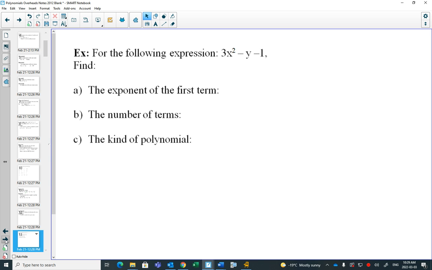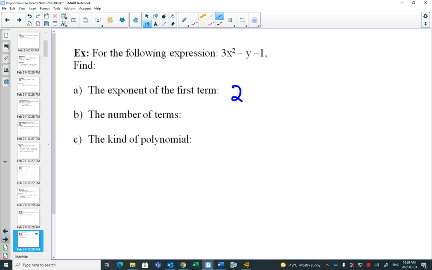So first of all, we have to know what the word term means. This one has 3 terms. Terms are coefficients and variables put together. Numbers and letters put together. So the first term is the 3x squared. And now you have to know, what does the word exponent mean? It's that little tiny number, right? That means repeated multiplication. So what is the exponent of the first term? It's the 2.